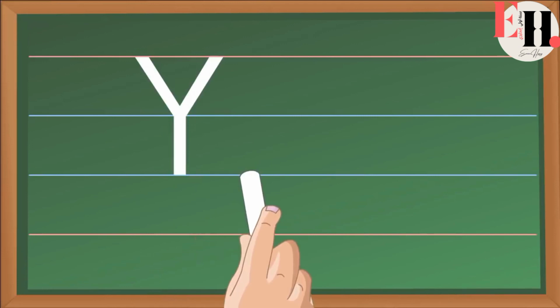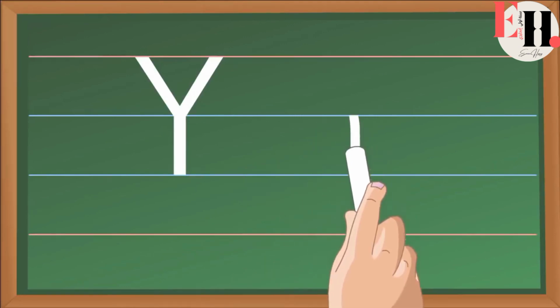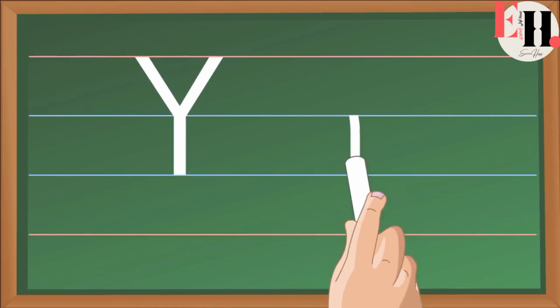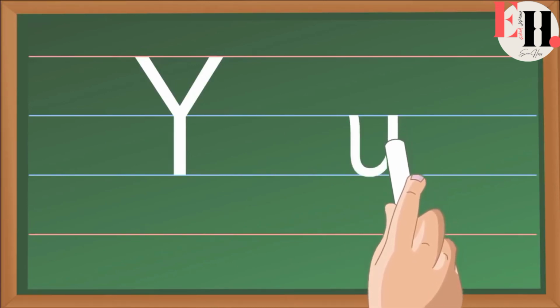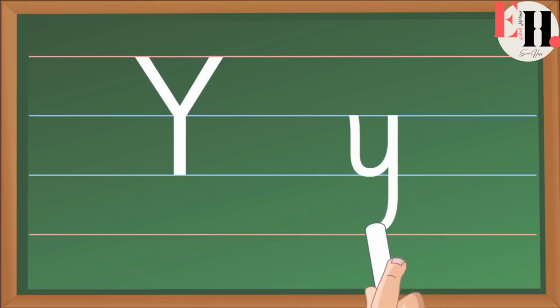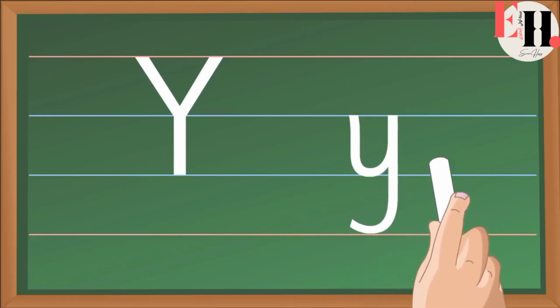Small y. Start from the middle and draw a standing line till the bottom and then slightly curve upwards. Again, go to the middle and make a standing line down below the bottom and end with a backward curve.